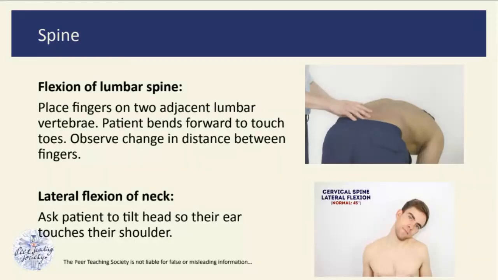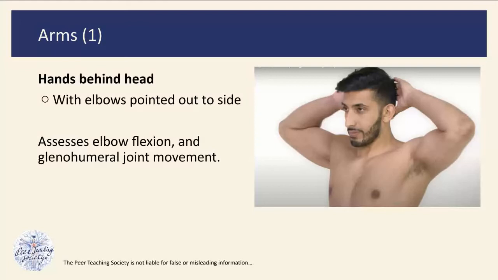Okay. The next one is arms. So the first part of arms, what you need to do is ask them to put their hands behind their head, with their elbows pointed out to the side like this. This assesses a good couple of things. It assesses elbow flexion, and also how good the glenohumeral joint is. Additionally, it's an important functional test because you need to do this movement to do things like combing your hair or washing your hair. So it's very important.